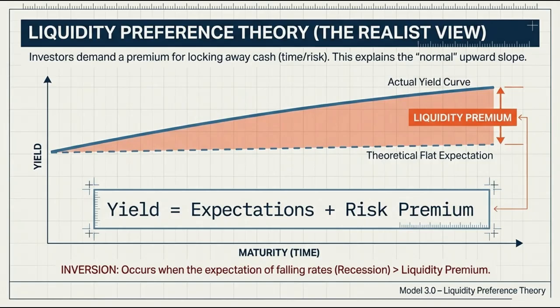And the only time the curve actually inverts, sloping downward, is when the market expects a steep, sustained decline in future short-term rates. This usually signals a severe economic slowdown or recession that will force central banks to cut rates aggressively. The inverted curve is where the expectation of falling rates finally overwhelms that structural liquidity premium.